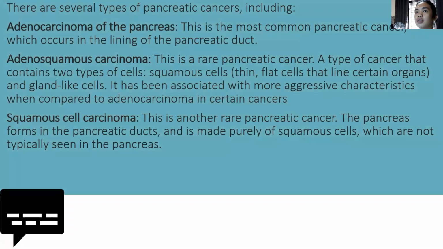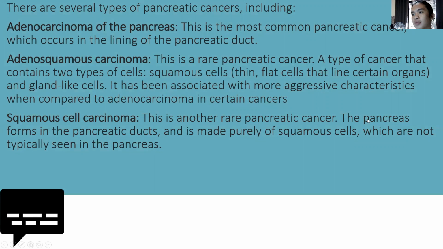So there are several types of pancreatic cancers, including adenocarcinoma of the pancreas, adenosquamous carcinoma, and squamous cell carcinoma. Adenocarcinoma of the pancreas is the most common pancreatic cancer, which occurs in the lining of the duct, the pancreatic duct.